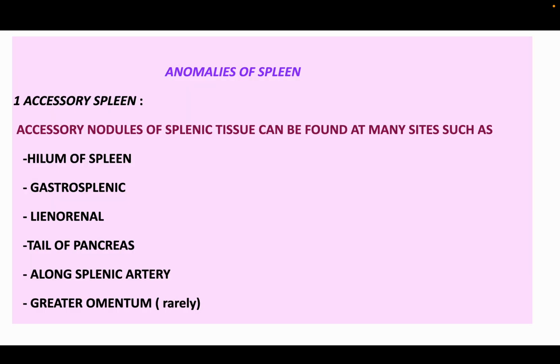Coming to the anomalies of the spleen, there may be an accessory spleen. Accessory nodules of splenic tissue can be found at many sites such as the hilum of the spleen, gastrosplenic ligament, lienorenal ligament, tail of the pancreas, along the splenic artery, and rarely in the greater omentum. So these are the sites where the accessory spleen can develop.